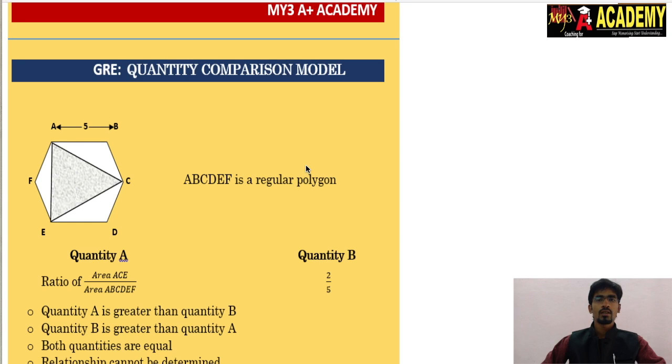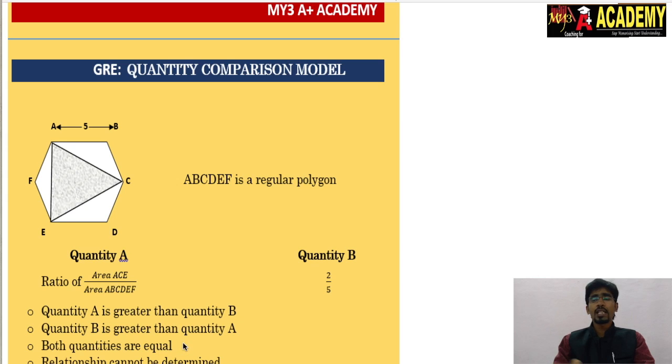We will discuss a very familiar model in the GRE exam, namely the quantity comparison model. In the quantity comparison model, you will have two quantities, namely Quantity A and Quantity B. What we need to do is compare those two quantities and select the answer out of the four option choices.